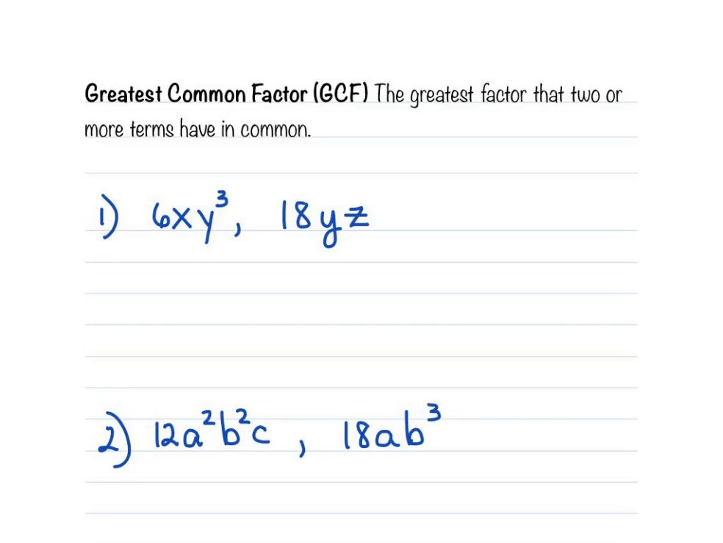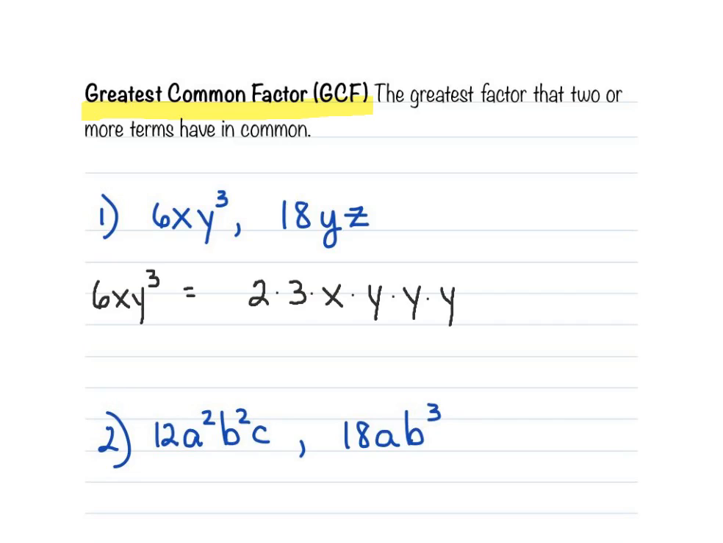You will be asked to find the greatest common factor of 2 or more monomials. The greatest common factor, the GCF, is the greatest factor that 2 or more terms have in common. So your first step in finding the greatest common factor is to factor each of the monomials. So let's first factor 6xy cubed. So 6xy cubed would be 2 times 3 times x times y times y times y.